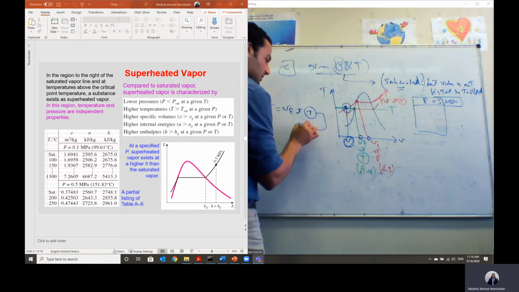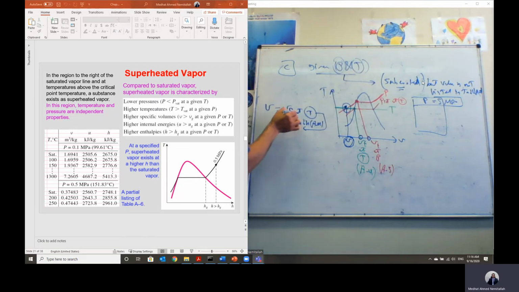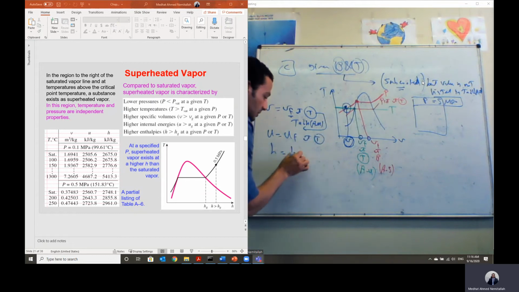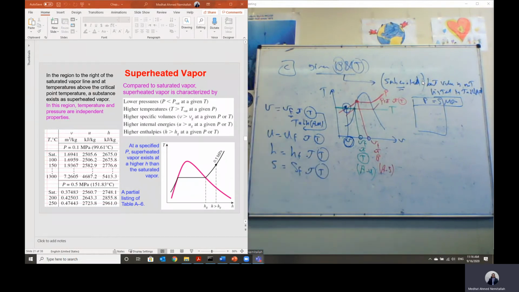This should be calculated from which table? From table A4. At the given temperature, go to table A4, we can assume V is equal to V fluid. Likewise, internal energy is equal to U fluid at the given temperature, enthalpy will equal H fluid at the given temperature, entropy will equal S fluid at the given temperature in this case.